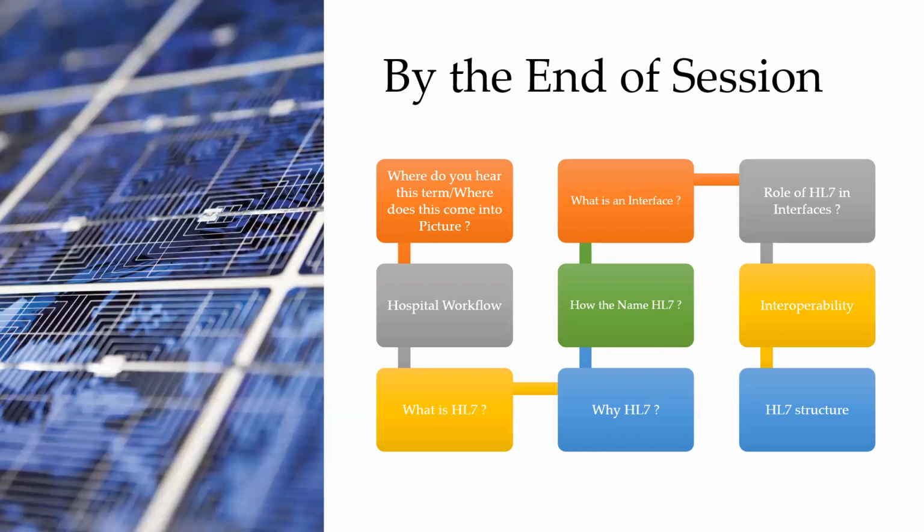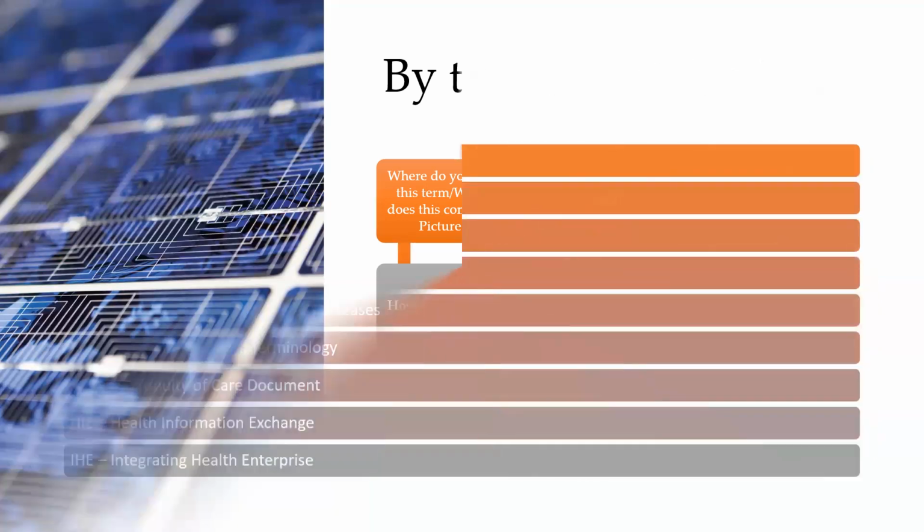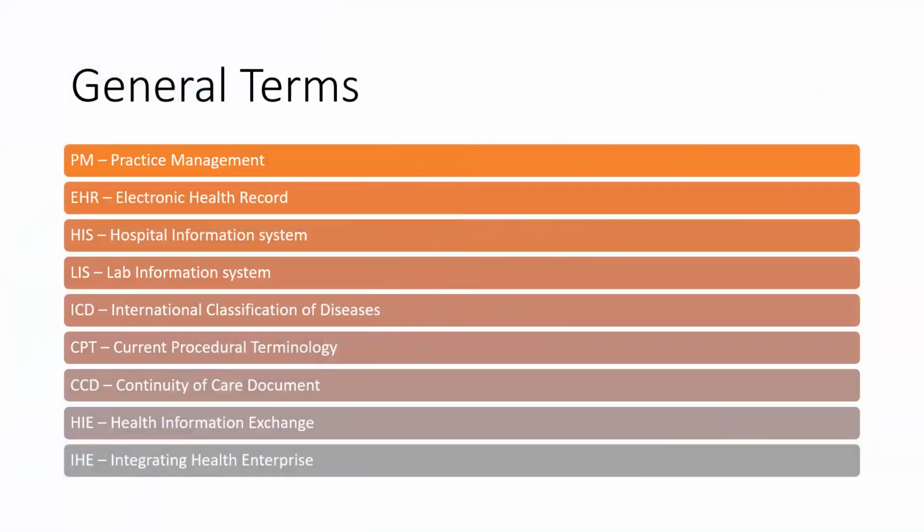And by the end of today's session, we'll get a fair idea of how to read an HL7 message at least, or to see the structure of an HL7 message and read it. So let's get started. There are a few general terms that we need to understand before we take a deep dive into today's session. These terms or acronyms are frequently used all throughout the training. So I thought it's better we get introduced to them before we use them a lot.